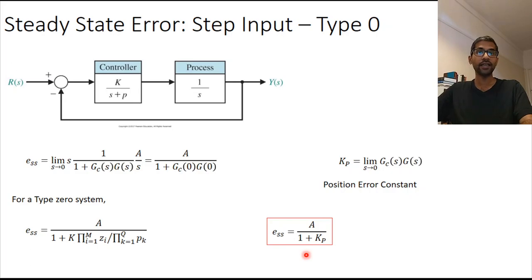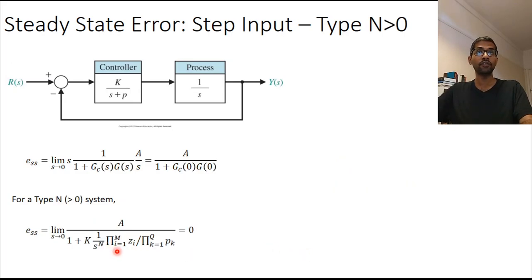Now, on the other hand, if you have a system which has a type greater than 0, so type 1, type 2, type 3, and so on, whatever is higher than 0, then what happens? What happens is that you have an s in the denominator here, and because of that, when you take the limit and you put s equal to 0, this term becomes very, very high or almost infinite. Therefore, the steady state error becomes 0.